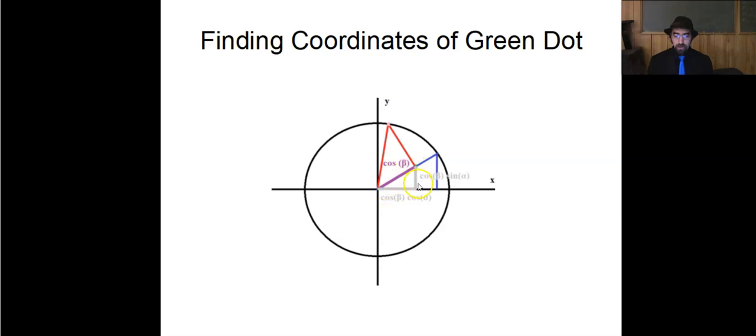So now we have a triangle here. This angle here is still alpha. I didn't want the diagram to get too cluttered, but this is going to be an alpha here. And so this horizontal component here in gray is going to be cosine beta times cosine alpha. This one here is going to be cosine beta times sine alpha. So to get from the origin to the green dot, you go to the right by cosine beta cosine alpha, and then up by cosine beta sine alpha.